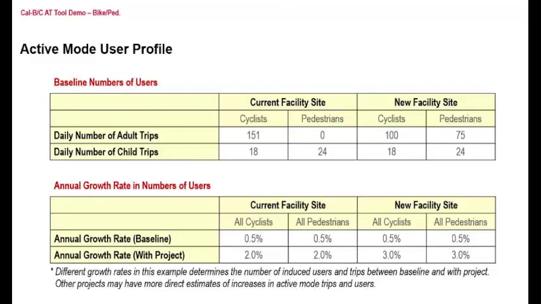This is the profile of users. So in the current facility, there are no pedestrians using the facility, 151 cyclists daily. There are a couple of kids that are biking to school, but there are actually more that are just walking to school from the local neighborhood along the facility. For the new facility, for that extension, we're expecting to see another 100 cyclists along that extension, and we're expecting to see 75 pedestrians, and among those we're going to have some children as well.